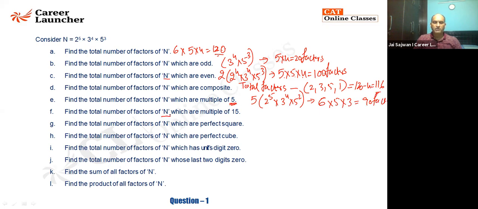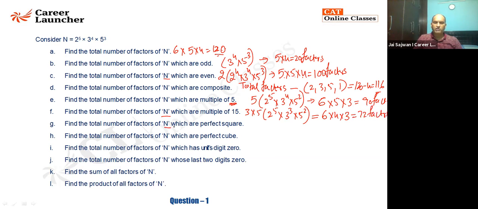The total number of factors of n which are multiples of 15. I'll take 3 and 5 out. I'll say 2 to the power of 5, 3 to the power of 3, and 5 to the power of 2. So how many factors are there which are multiples of 15? I'll say 6 4s are 24 into 3 is 72 factors which are multiples of 15.